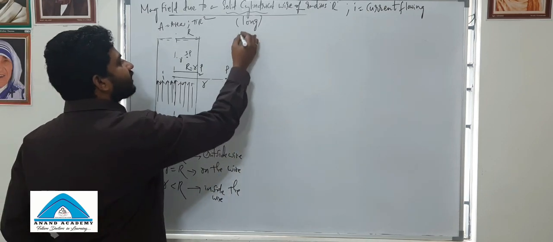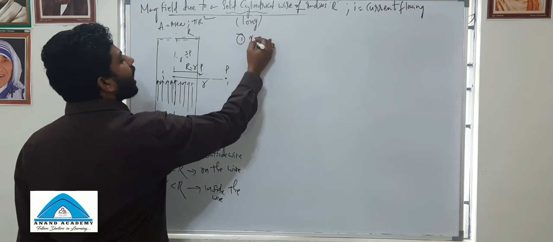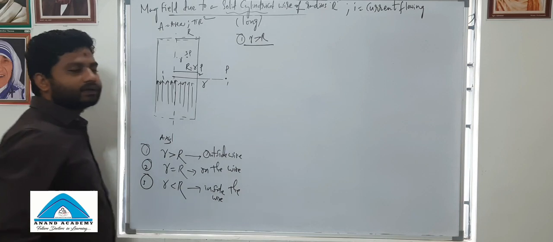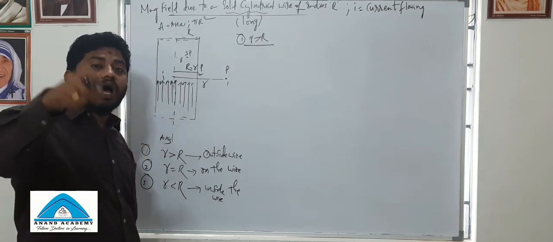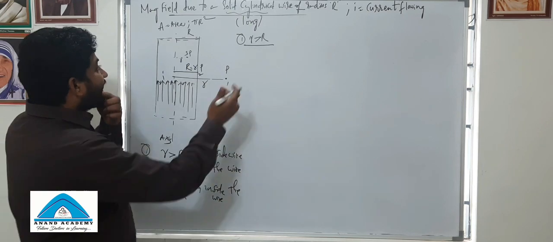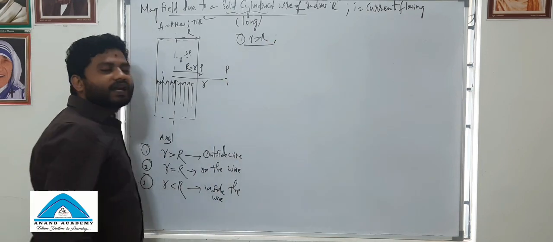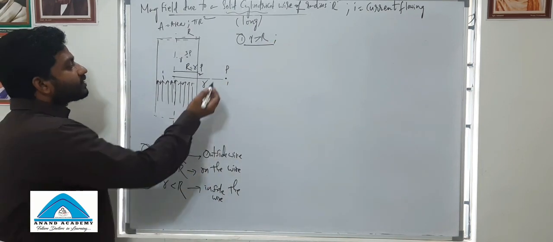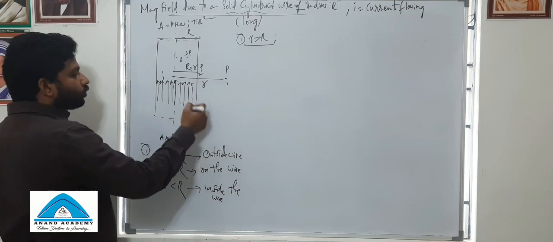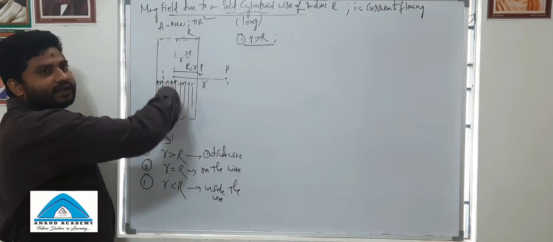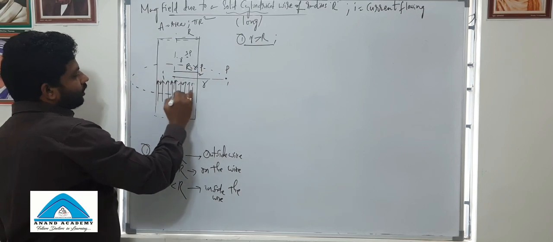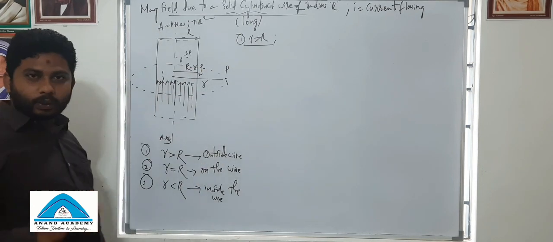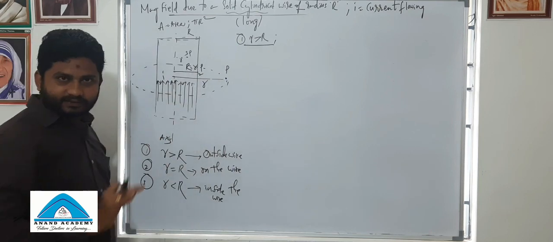So what's the first case? The first case is when small r is greater than capital R. By using Ampere circuital law only we are going to do that. So when small r is greater than capital R, this is the point P. If you consider this a current carrying wire, this is the magnetic field lines.